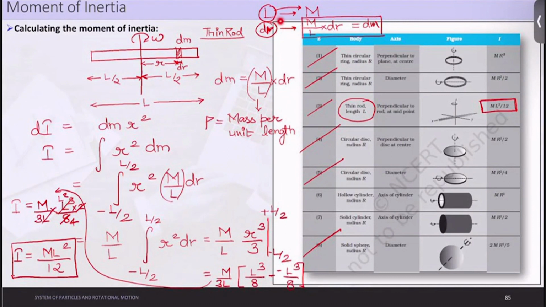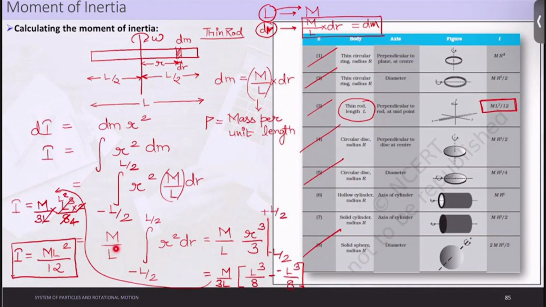So if length L covers total mass m, then dr length will cover m by L into dr, which is basically your dm. Okay, so now we know basically what dI is. dI is basically dm r square. Integrating on both sides, what we will get? We will get I is nothing but equal to integration r square dm. In the place of dm, we can write m by L dr. Now, as m by L is constant, we can just take it out.